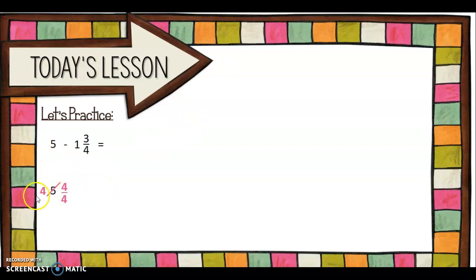I've just renamed this number because we know that 4/4 is the same thing as a whole. And if we added that to 4, we would still have 5. So I'm not borrowing, I'm not trading anything, I'm not adding or subtracting anything. I'm simply renaming that whole number. Okay, so once I have it written in a mixed number format, I can now pull down this 1 3/4 and continue with my problem.